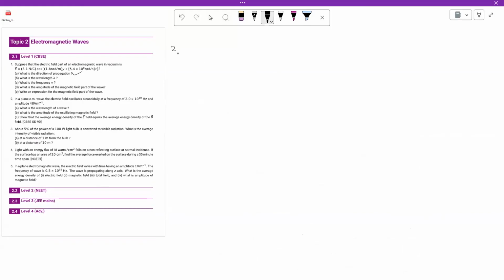Okay, so the second question is that in a plane electromagnetic wave, the electric field oscillates sinusoidally at a frequency of, so frequency is given, right? Frequency is given, 2 into 10 to the power 10 hertz. And amplitude is also given, right? So amplitude E naught is given. What do we mean by amplitude?